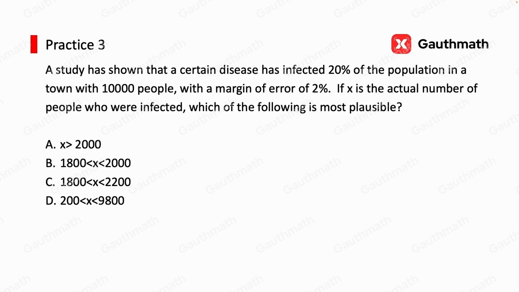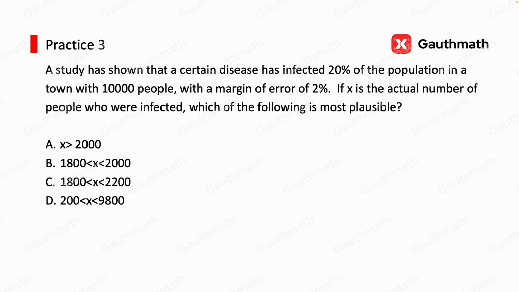A study has shown that a certain disease has infected 20% of the population in a town with 10,000 people, with a margin of error of 2%. If X is the actual number of people who were infected, which of the following is most plausible? Well, the phrase margin of error and the most plausible suggests that we're facing another confidence interval problem.